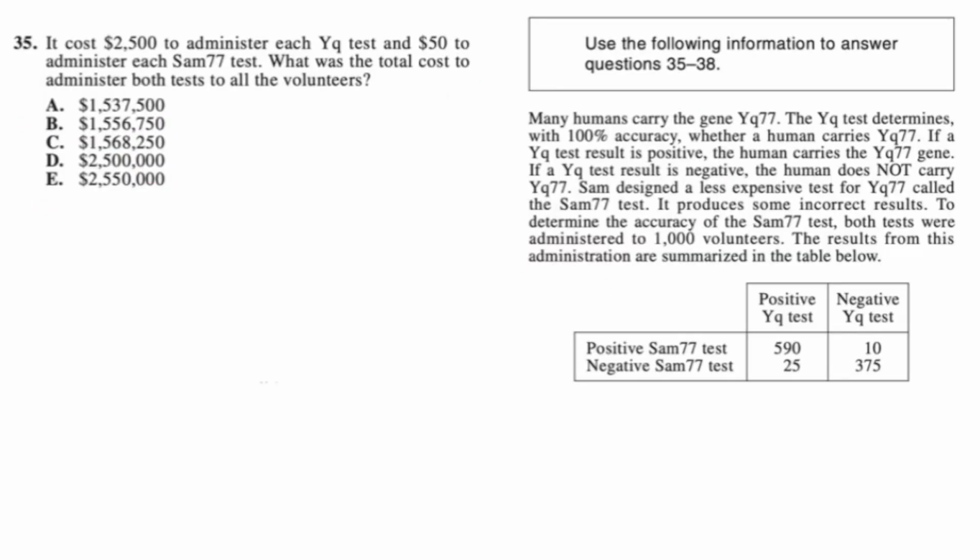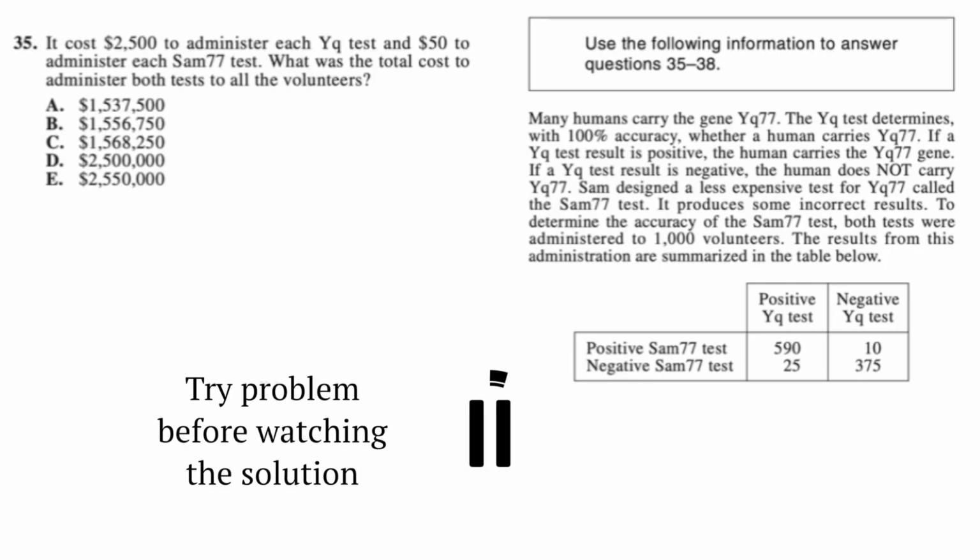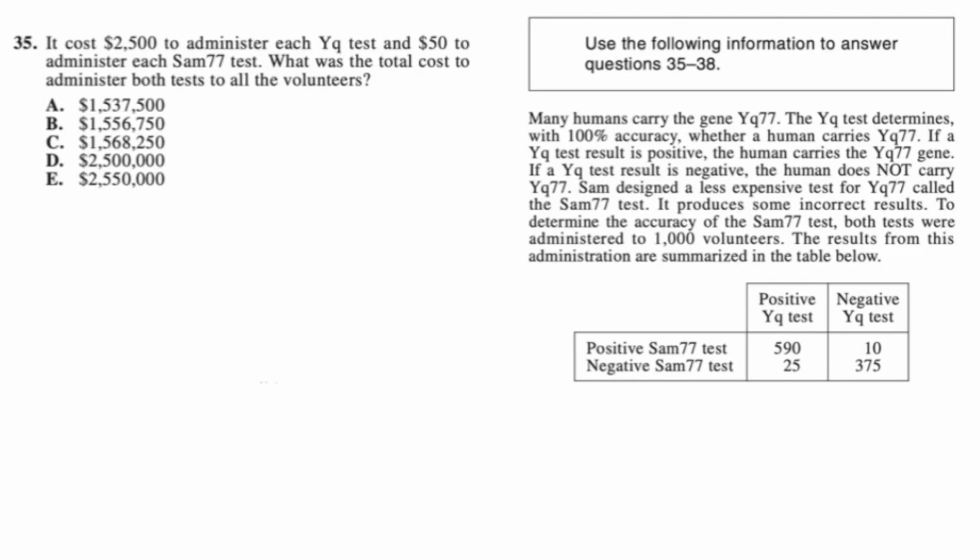The next 4 questions require the information on the right side of the screen. When you take the test, I think it's a good idea to read all of that information first before going on to the questions. But I want to point out that in number 35, you can actually answer this question without reading the majority of the provided information. It says it costs $2,500 to administer each YQ test and $50 to administer each SAM-77 test. What was the total cost to administer both tests to all the volunteers? And you can see that we have 1,000 volunteers just by skimming the text.